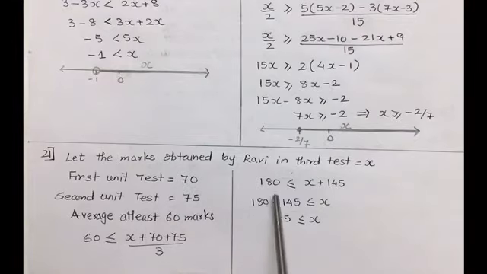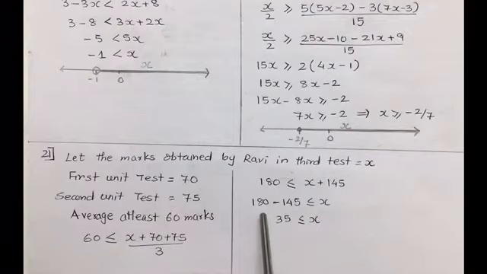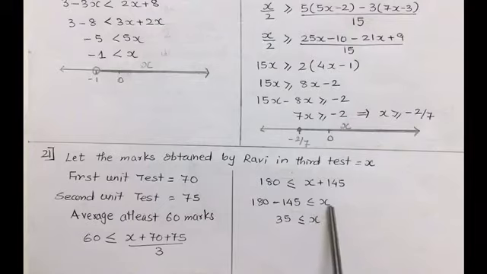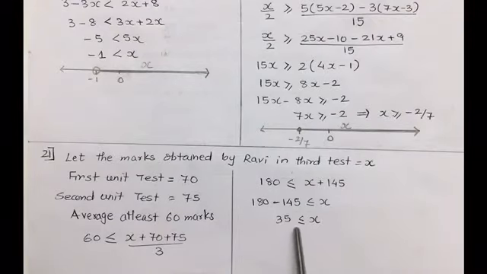Taking 3 the other side becomes 180 less than or equal to x plus 145. Shifting 145 the other side becomes 180 minus 145 less than or equal to x. So that makes it 35 is less than or equal to x. So the minimum marks he should score in the third test is 35, where the average becomes at least 60 marks.